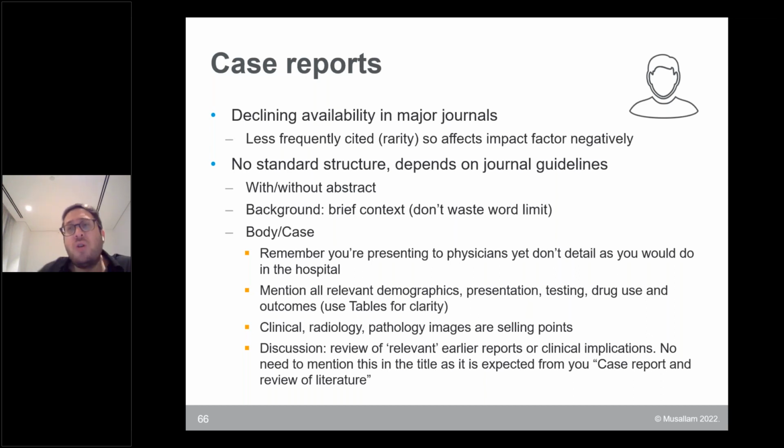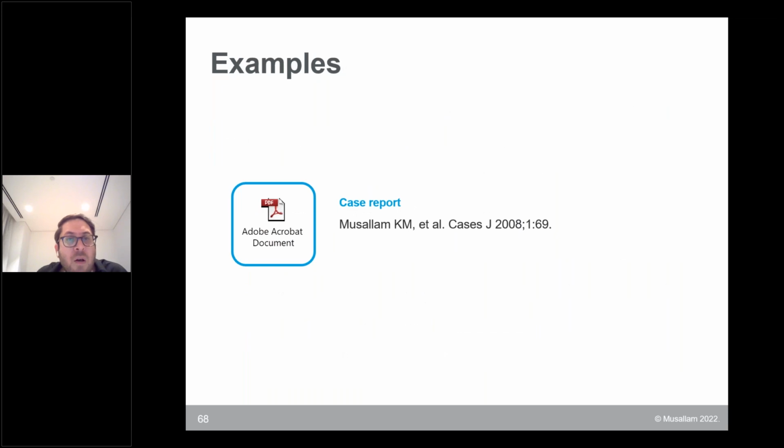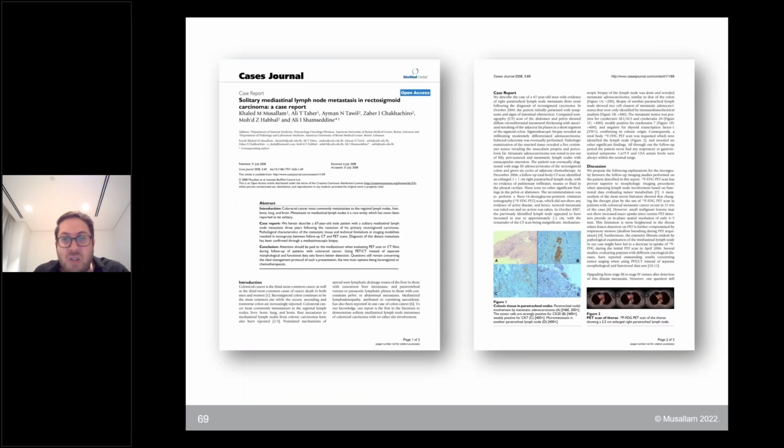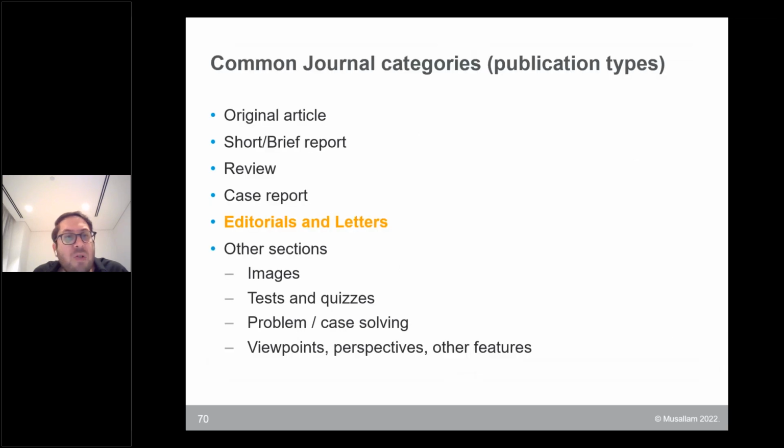To be honest, most journals don't have the case report section anymore. They don't like them anymore because they're rare. They're rarely cited again by others until a rare occurrence happens somewhere. So they decrease the impact factor and how it's calculated. So now you see that many of the big journals don't have a case report section anymore. Yeah, that's just an example of a case report that we published.